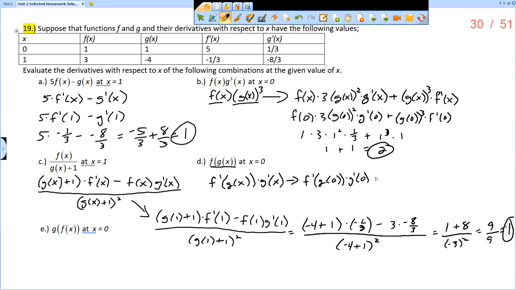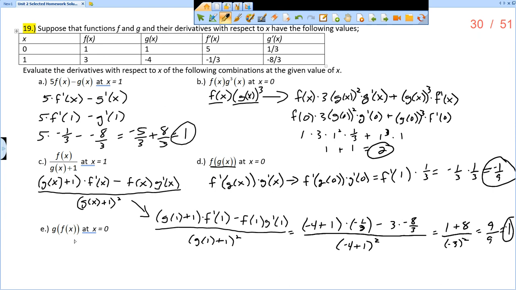Now what is g of 0? So I have f prime of g of 0. If I look, g of 0 is 1, right? So I have f prime of 1 times g prime of 0. What is g prime of 0? G prime of 0 is 1/3. So now I have f prime of 1 times 1/3. What is f prime of 1? F prime of 1 is negative 1/3 times the 1/3, and so I get negative 1/9. All right, so that's D.